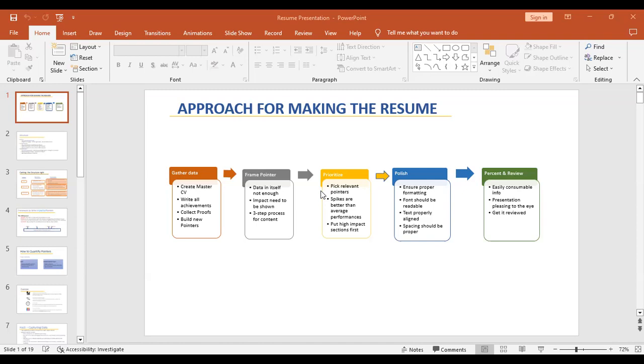So use a standard format. Length has to be 1 page. Use the right format and remove irrelevant information. That is what I said.